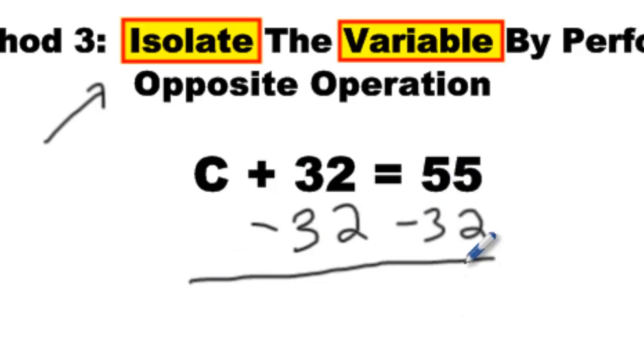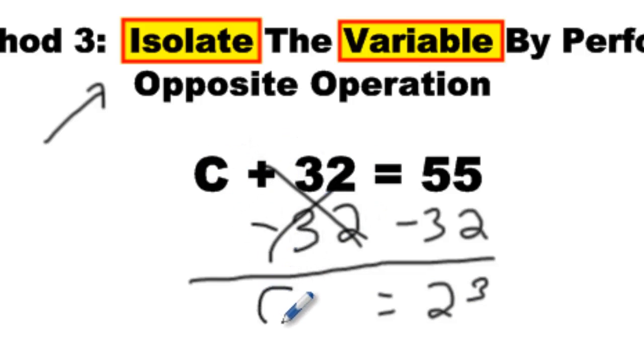55 minus 32. Let's see, 5 minus 2 is 3. This makes 23 equals, what's 32 minus 32? They're gone. The c has been isolated. It's all alone, and c is equal to 23.